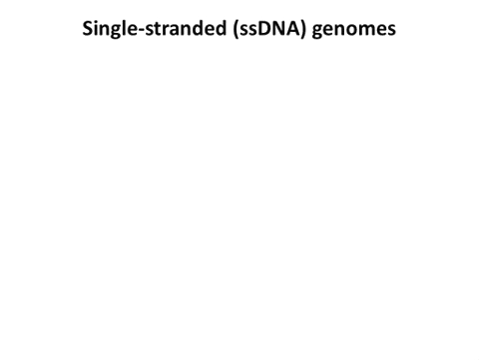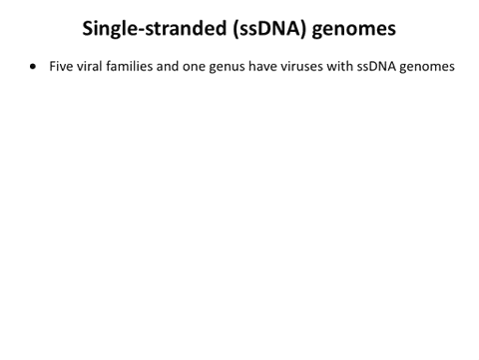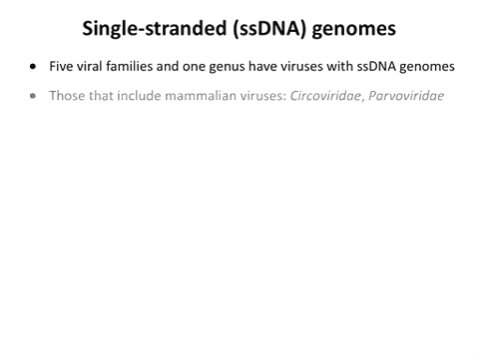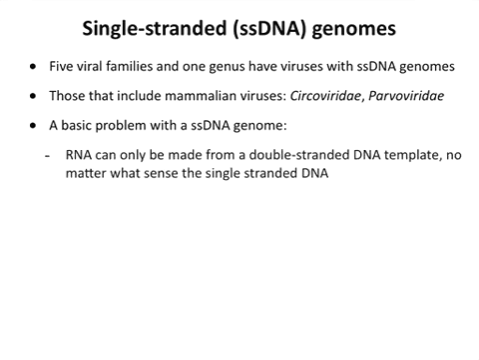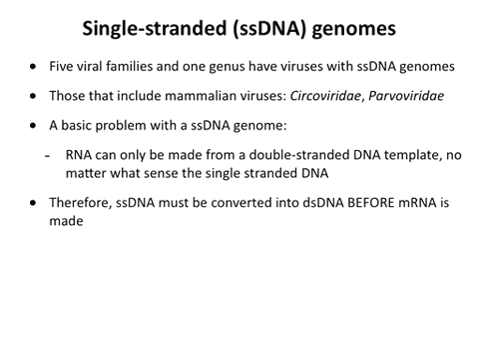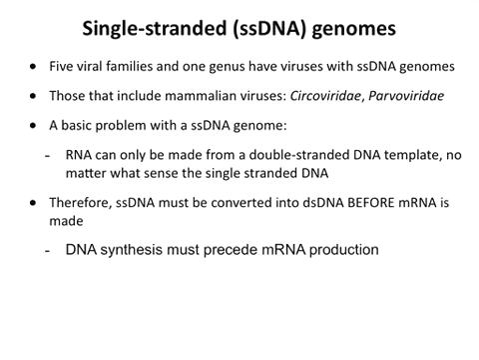Okay, single-stranded DNA genomes. We have 5 viral families and 1 genus of viruses with single-stranded DNA genomes, and there are 2 with mammalian viruses, Circoviridae and Parvoviridae. So the basic problem with the single-stranded genome is what? Exactly. So you already know that. You've learned it. RNA can only be made by a double-stranded template, no matter what sense the single-stranded DNA. So we have to make these double-stranded before mRNA is made. DNA synthesis must precede mRNA production.